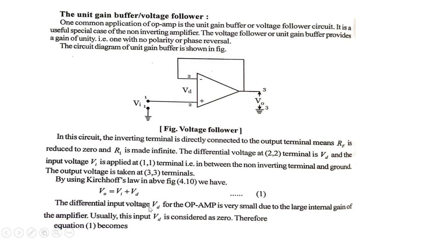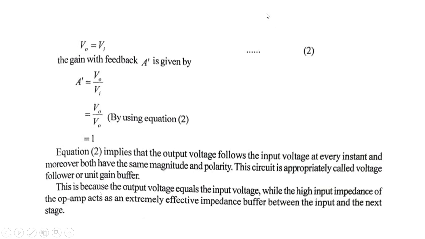The differential input voltage Vd for the operational amplifier is very small due to the large internal gain of the amplifier. Usually this input Vd is considered as 0, therefore equation 1 becomes V0 equal to Vi. The gain with feedback A dash is given by A dash equal to V0 upon Vi, that is equal to V0 upon V0. By using equation 2, A dash equal to 1.